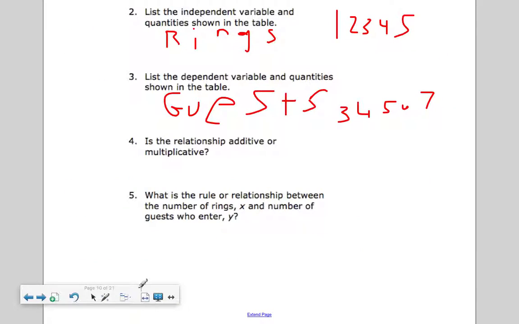So is this multiplicative or additive? It's additive because we're adding 2 to every ring. What is the rule, the relationship, for a number x? It's x plus 2. And what we're going to be learning soon is x plus 2. So if you note the number of doorbell rings, you add 2 to it.